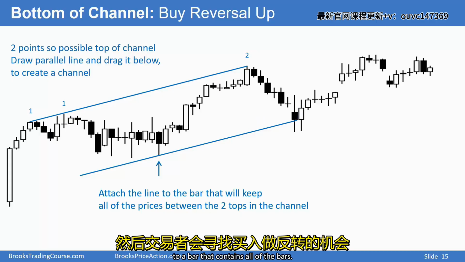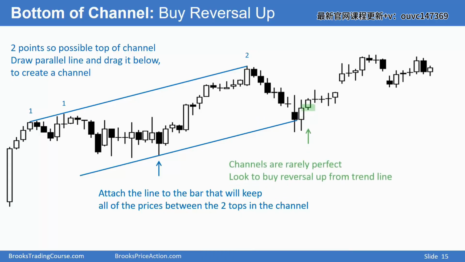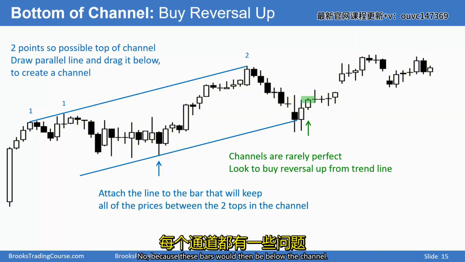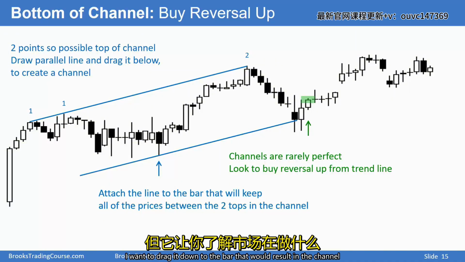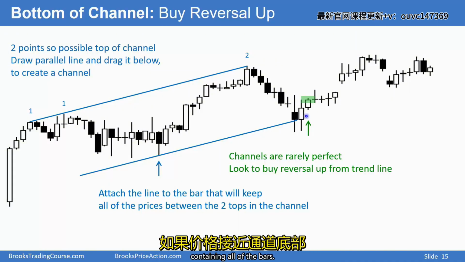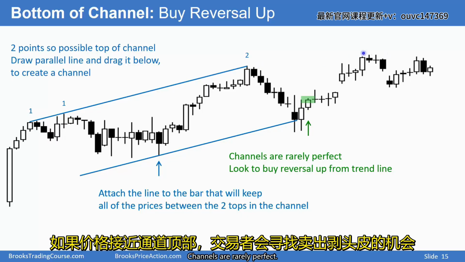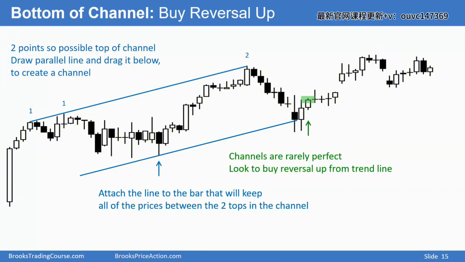And then traders will look to buy a reversal up. Channels are rarely perfect. There's usually some problem with every channel, but it gives you an idea of what the market's trying to do. And if the market's near the bottom of a channel, traders look to buy for a reversal up. And if it gets near the top of a channel, they look to sell for a pullback.